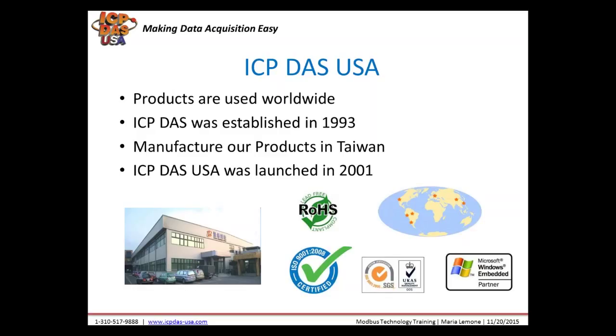We have a large factory where we manufacture our equipment in Taiwan. ICPDAS was established in 1993, and ICPDAS-USA was launched in 2001 to support the North and South American markets. We provide free technical support out of our office here in Southern California, and we also provide programming services and training classes. We provide total automation and monitoring solutions for many industries including building, energy, power, oil and gas, transportation, water filtration, and manufacturing.